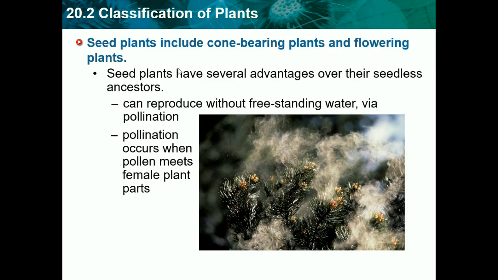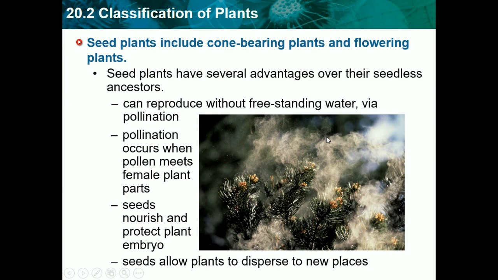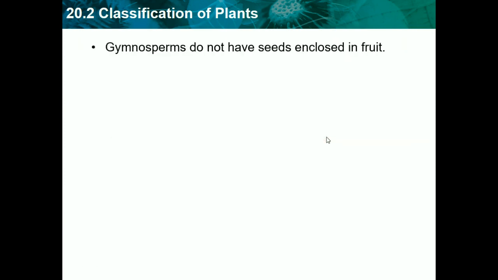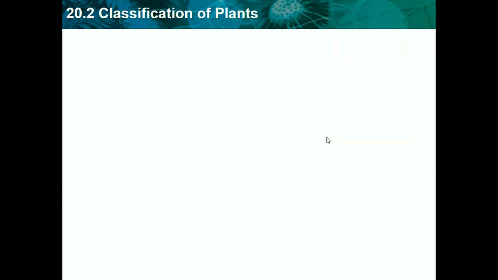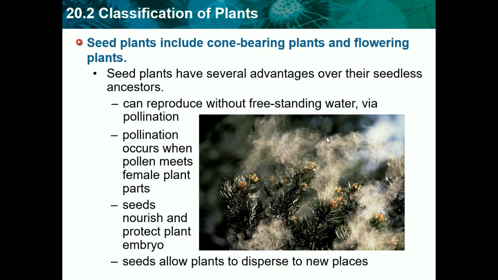Pollination occurs when the pollen meets female plant parts, which seed, nourish, and protect plant embryos. As we see here, this is a cactus, and it's showing the wind blowing away all the pollen. All this smoke-looking stuff is pollen. Seeds allow plants to disperse to new places. So a seed can be carried really far away and land there and make a new colony of plants.